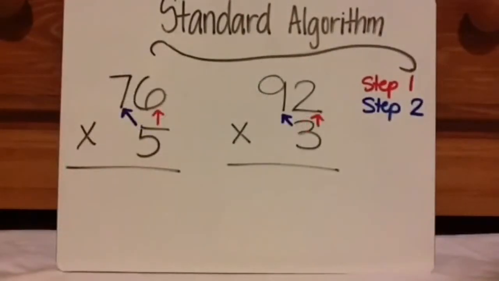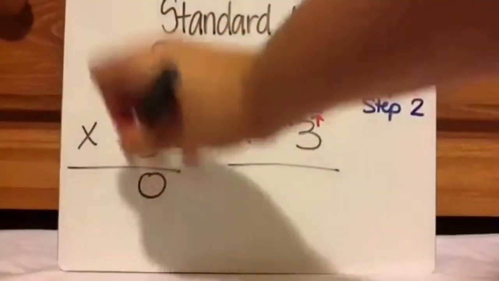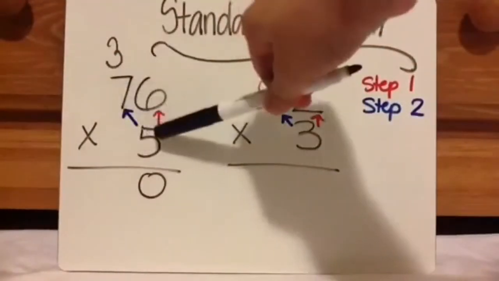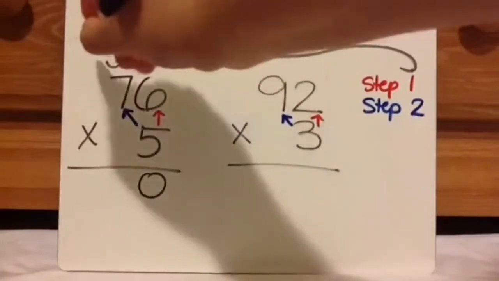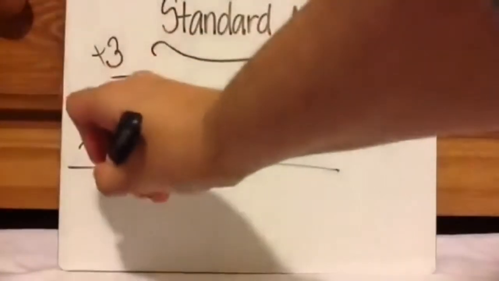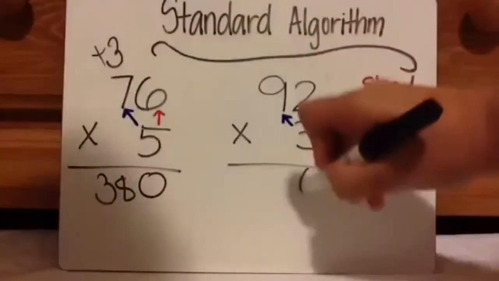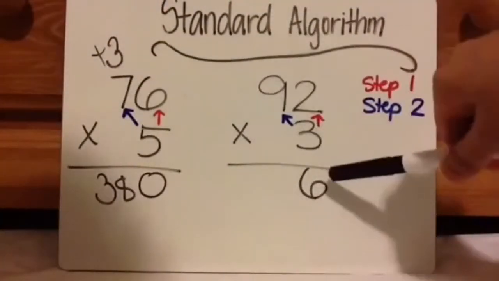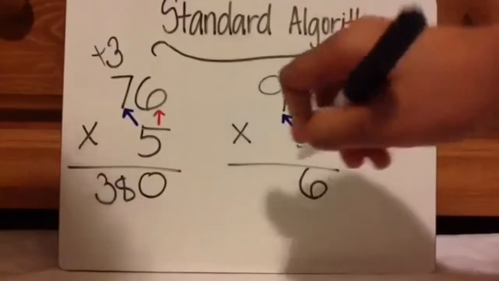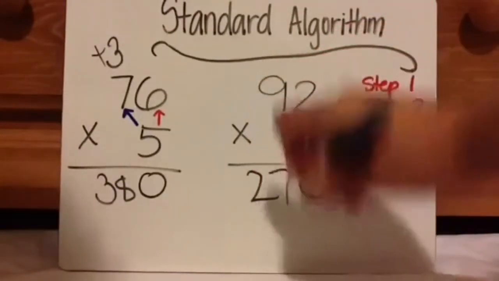Try 2 more. Press pause and work the problems and then press play when you're ready to check. Okay, step 1, 6 times 5 is 30. Put the 0 down, carry the 3. Step 2, 5 times 7 is 35 plus 3 is 38. 3 times 2 is 6. In this situation, you wouldn't carry, and then 3 times 9 is 27.